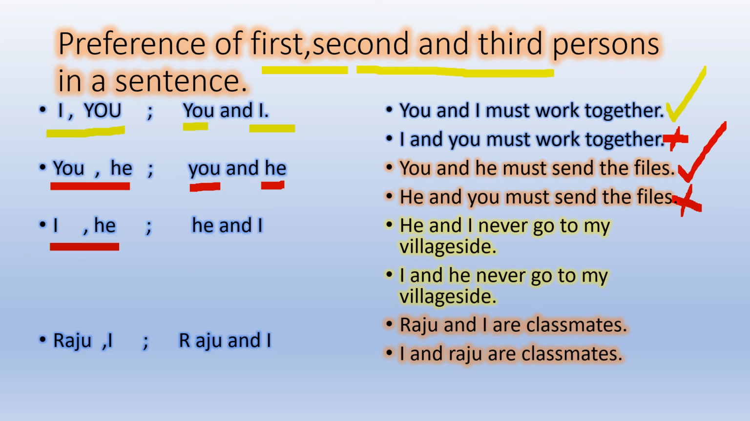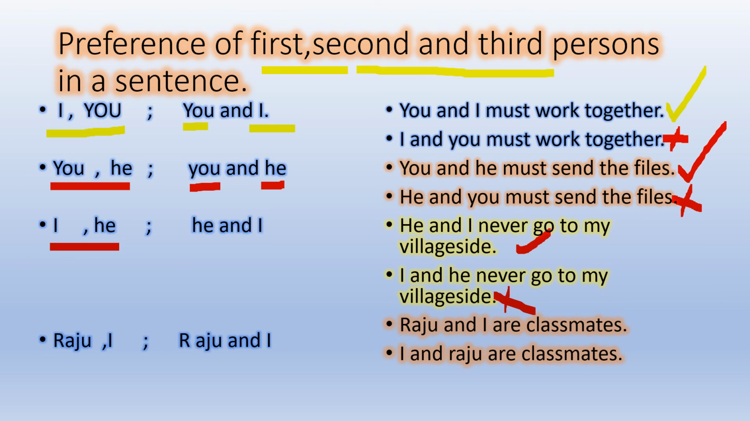I and he. In what way do we have to present these two pronouns? He and I, or I and he? The third person comes first. So he and I is the correct one. He and I never go to my village side. When there are two persons, third and first, we should write the third person first, then the first person. So I and he never go to village side is the wrong one. He and I is the right one, I and he is the wrong one.